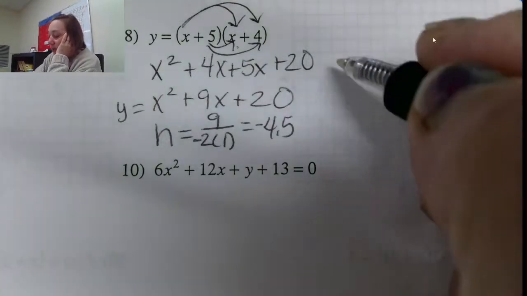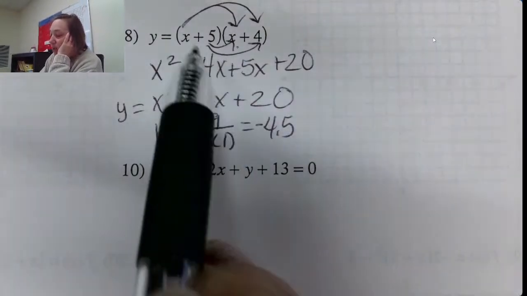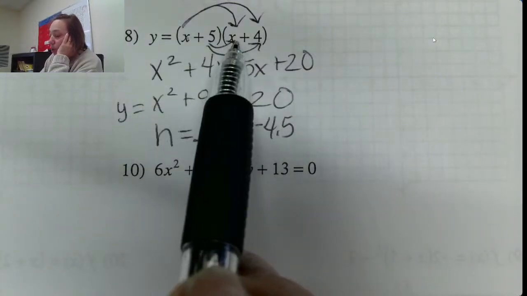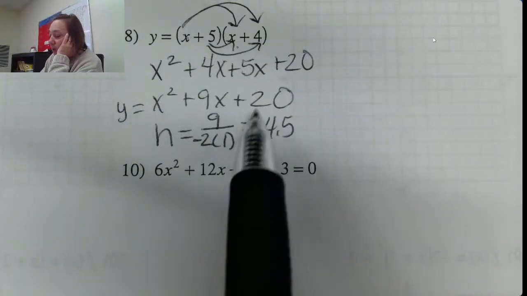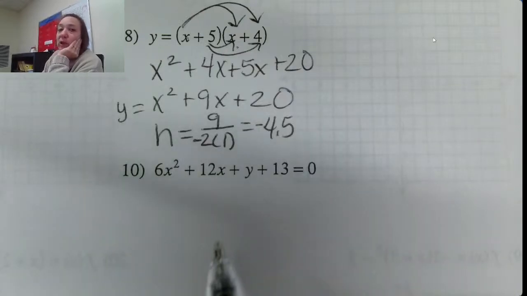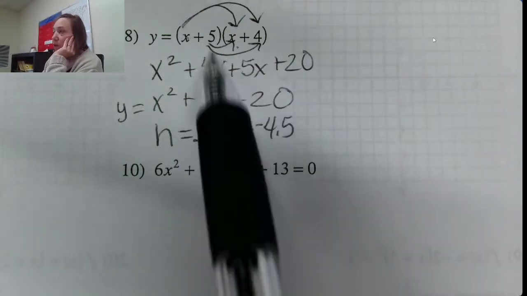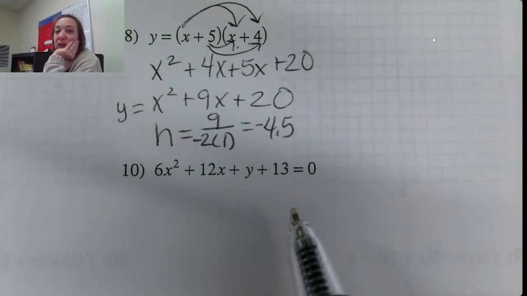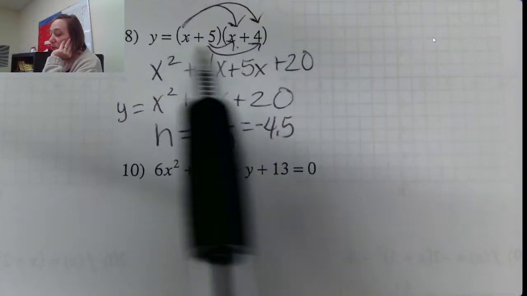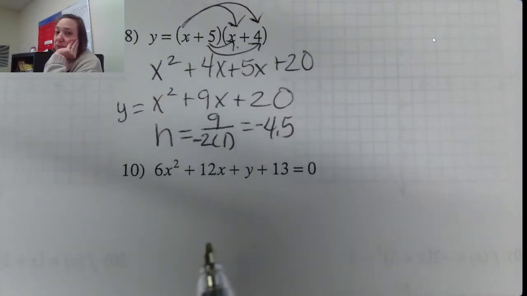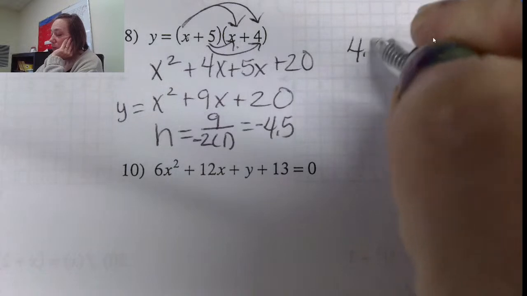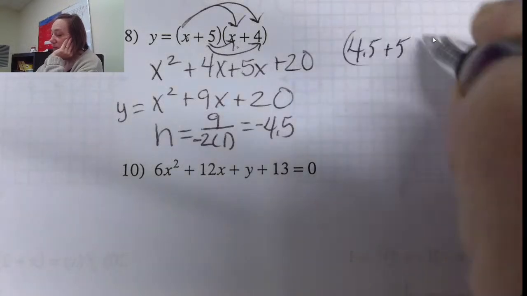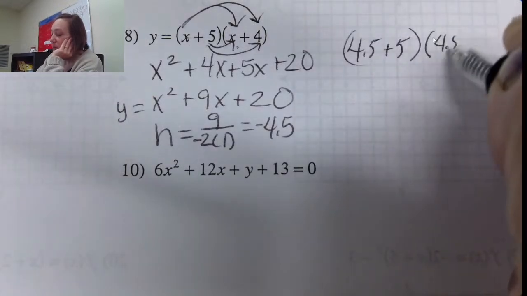Now, to find our K, we can either plug it in here, or we can plug it in here. It doesn't matter which one we use, because if we messed up, we're already wrong anyway. So it's not going to hurt anything if we use our created equation. Which one would y'all prefer to use, the original or this one? The original. So if we use the original, we'll do 4.5 plus 5, and then 4.5 plus 4.